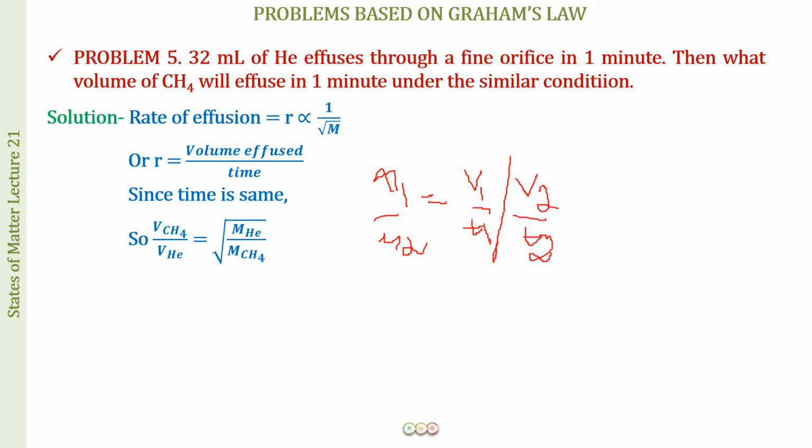So here the time is the same, so this is going to cancel out. So R1 by R2 is going to be equal to V1 by V2. So we can directly put that V CH4 over V He is going to be equal to under root of M He over M CH4. And then it is going to be very simple. You have to just put in the values. You will be getting the volume of methane gas effused in 1 minute to be 16 ml.